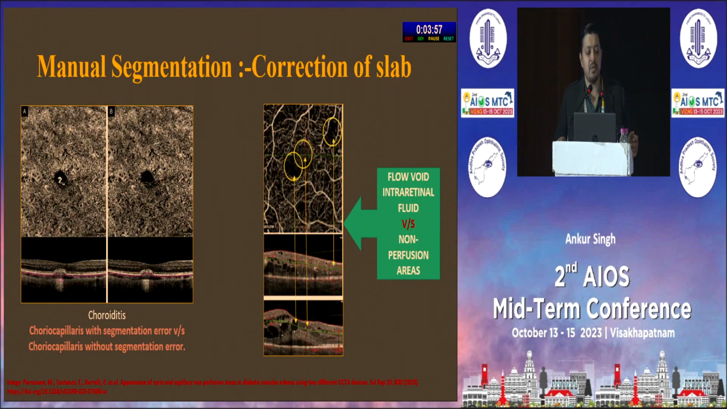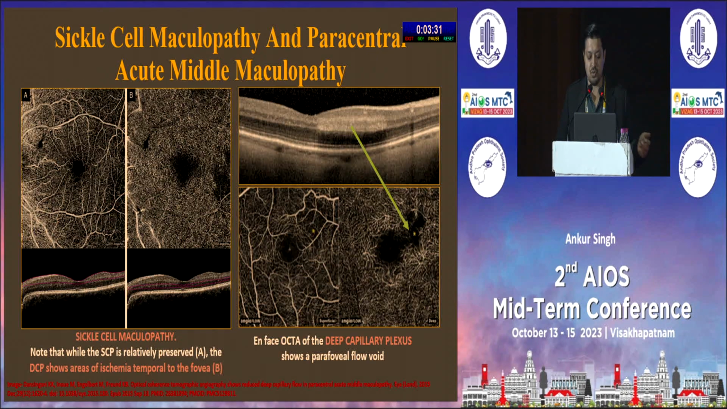Just remember, segmentation is very important. Sometimes when there is a faulty segmentation, you can detect abnormal vessels which are not there. So faulty segmentation can lead to a faulty interpretation of a CNVM which doesn't exist in a patient with choroiditis. Always correlate your en-face OCT with the structural OCT, because those flow void areas can just be a lytic space. They might not be a true flow void area. So look at the structural OCT with the en-face OCT.